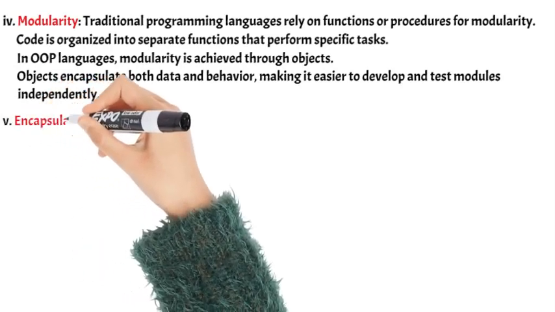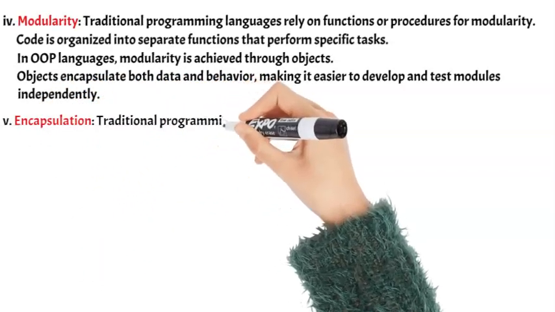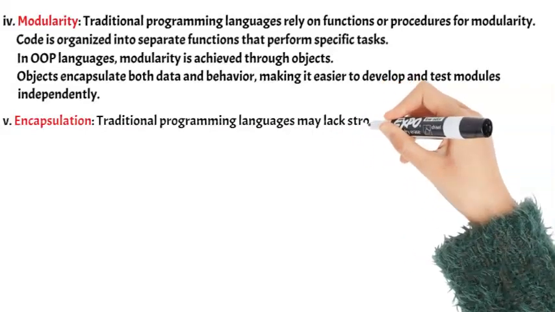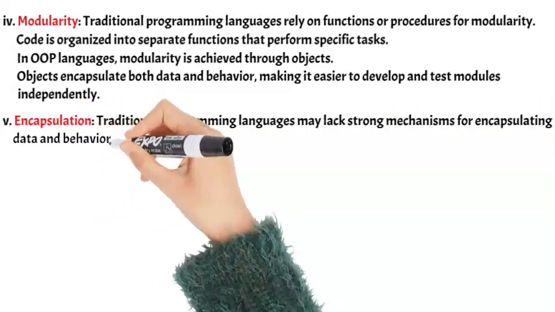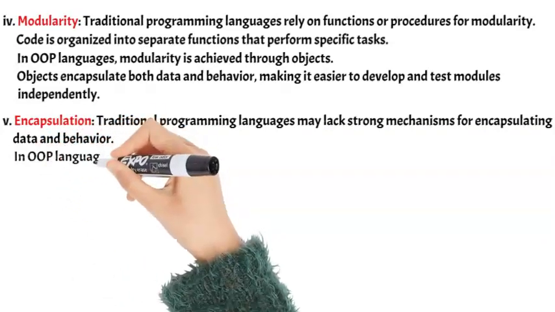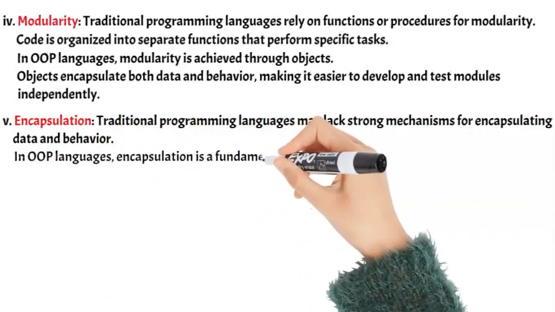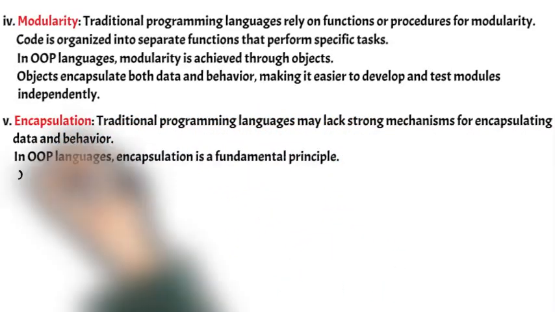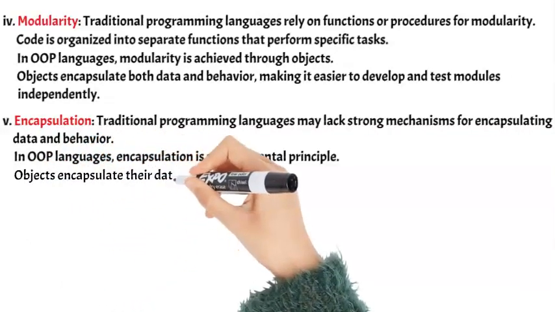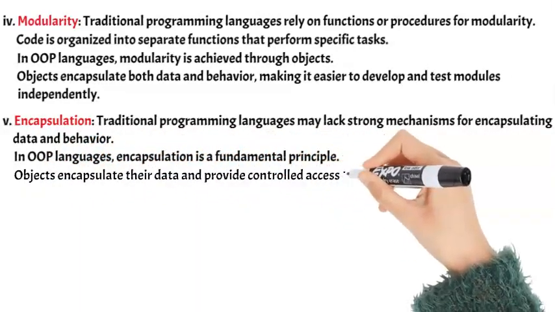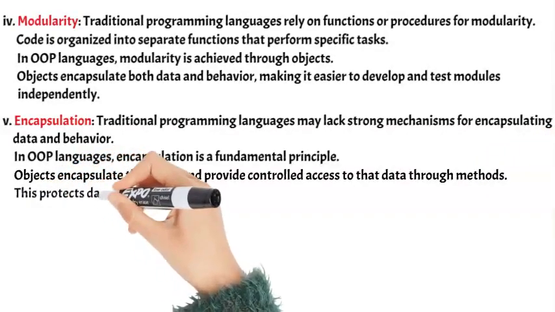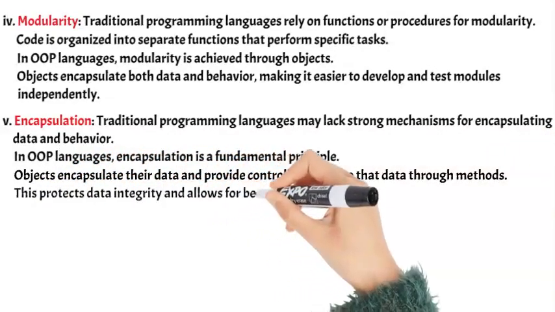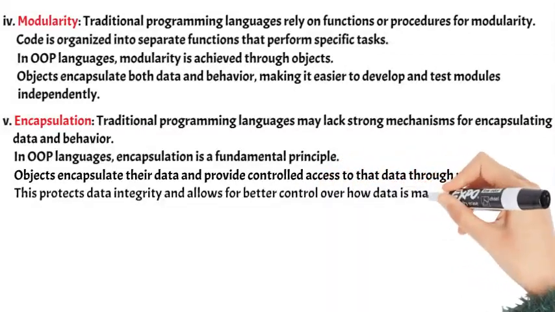5. Encapsulation. Traditional programming languages may lack strong mechanisms for encapsulating data and behavior. In OOP languages, encapsulation is a fundamental principle. Objects encapsulate their data and provide controlled access to that data through methods. This protects data integrity and allows for better control over how data is manipulated.